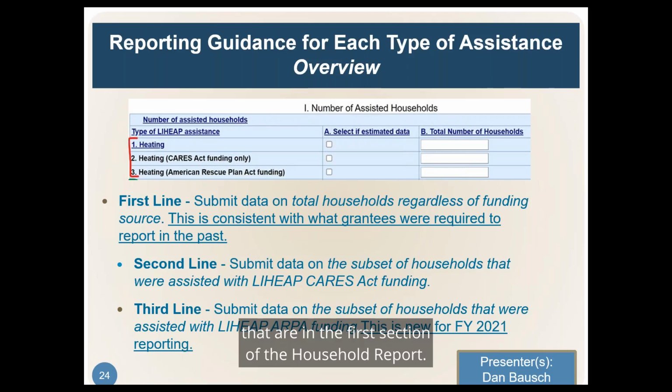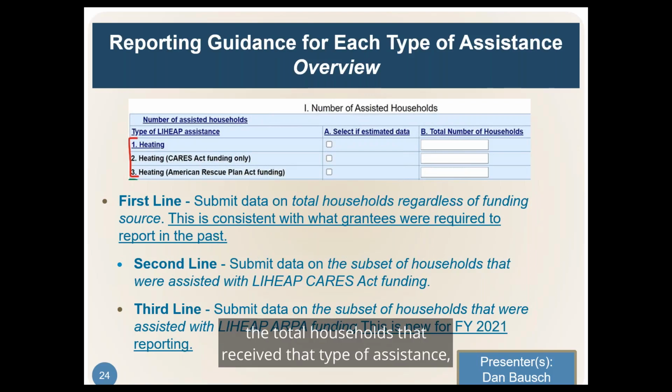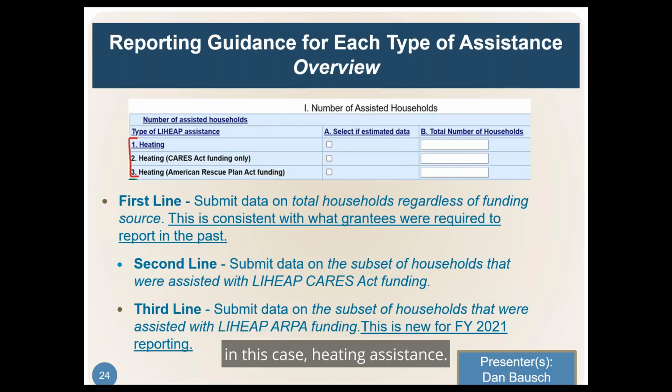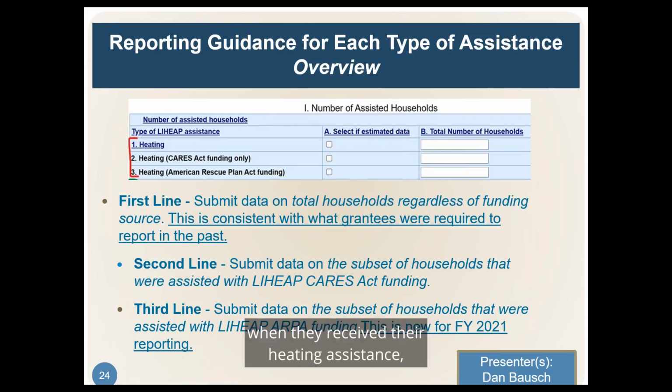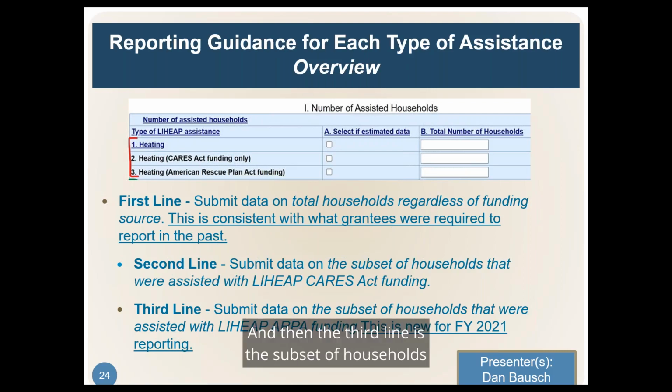The first line is meant for you to report the total households that received that type of assistance, in this case heating assistance. This is the same information that you've had to report in the past, and that's been reported going back years and years. The second line is a subset of that first line. It's the households that when they received their heating assistance, that benefit was paid in full or in part with CARES Act dollars. And then the third line is the subset of households that were assisted with the LIHEAP ARPA funding. And that's the new development for the 2021 report.